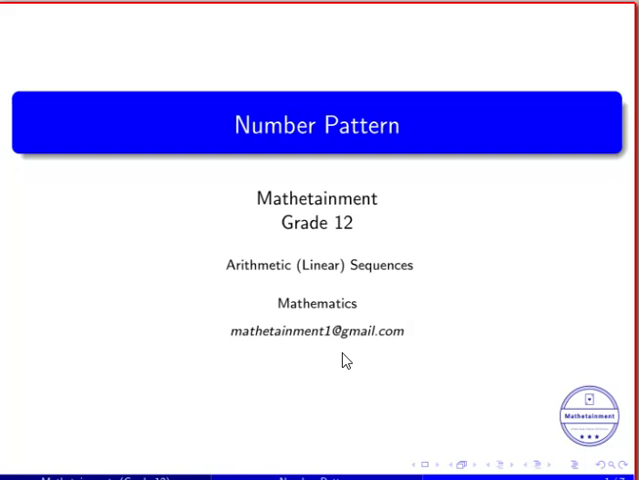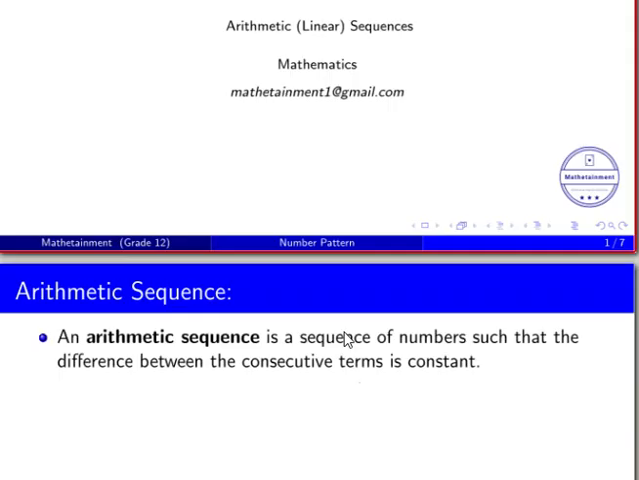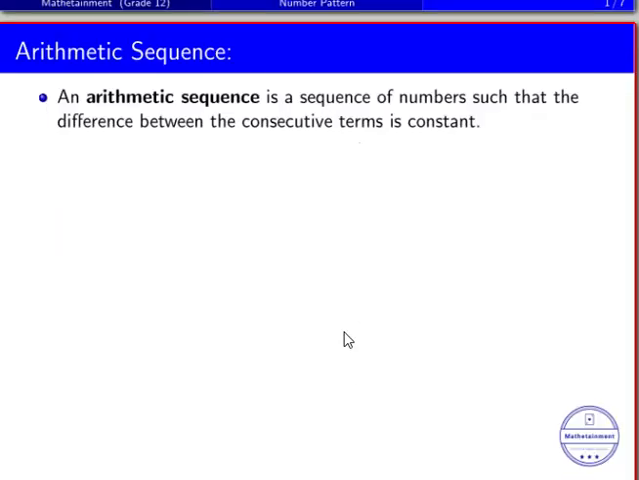Our lesson for today is based on number pairing, and we'll be doing arithmetic sequences. Let us look at the definition for arithmetic sequence. An arithmetic sequence is a sequence of numbers such that the difference between the consecutive terms is constant. Okay. Let me help you visualize how an arithmetic sequence looks like.